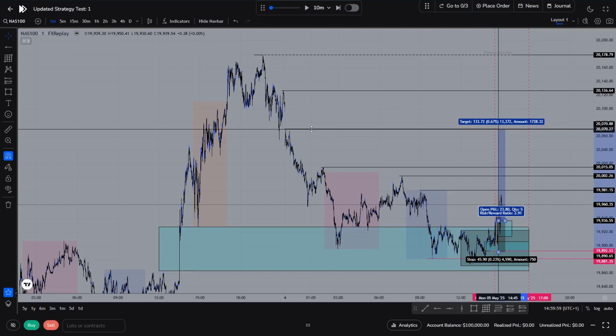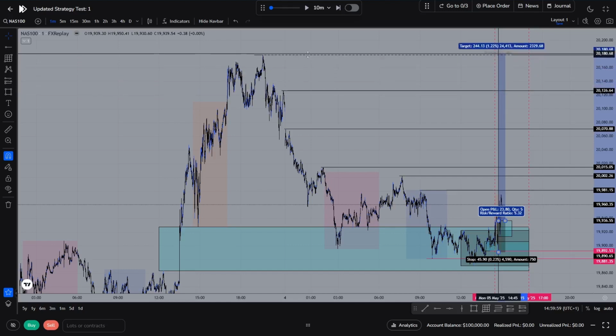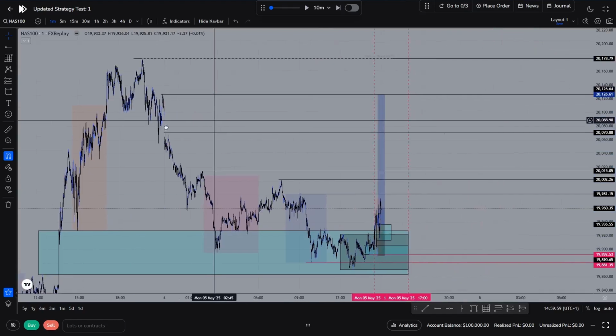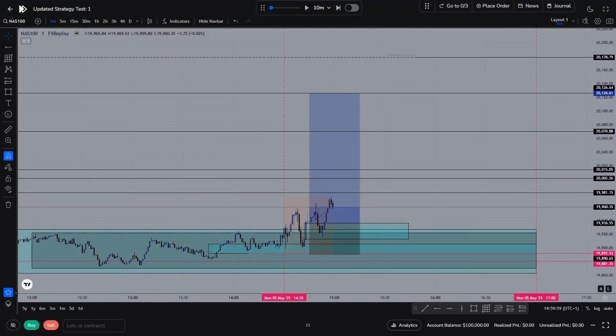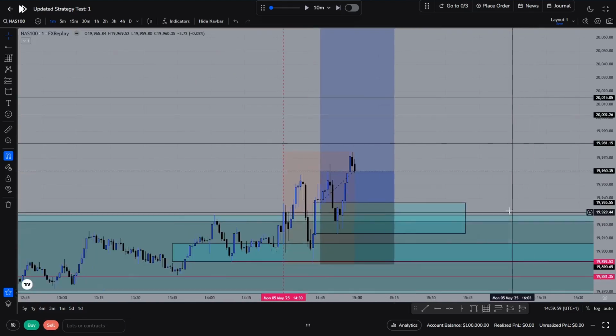How much is that? 1 to 2. Not the best risk to reward. 1 to 4. Let's go there. But I will be looking for a re-entry.